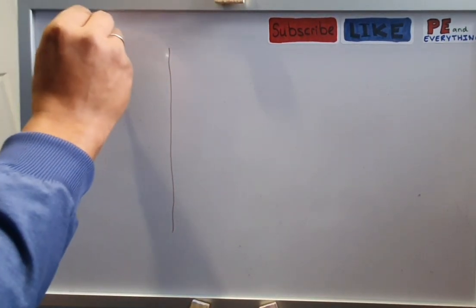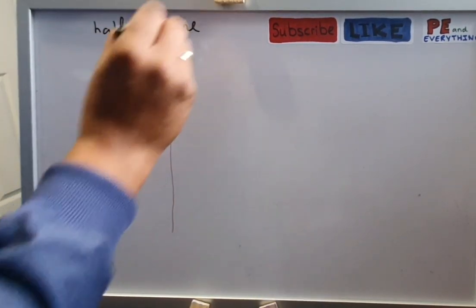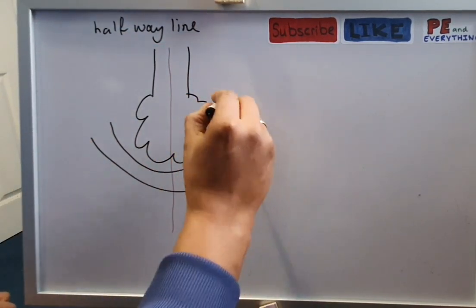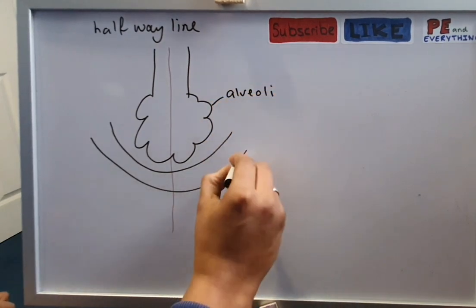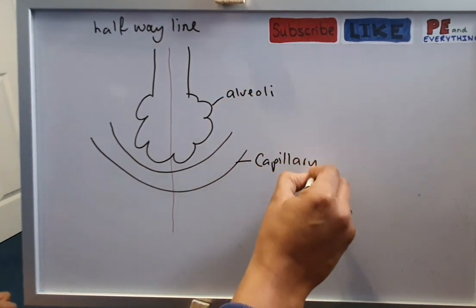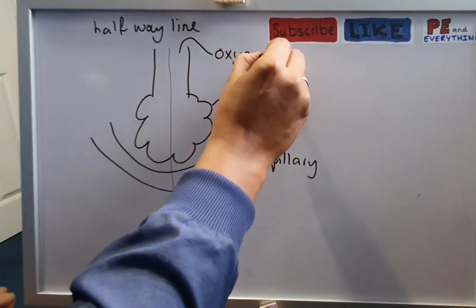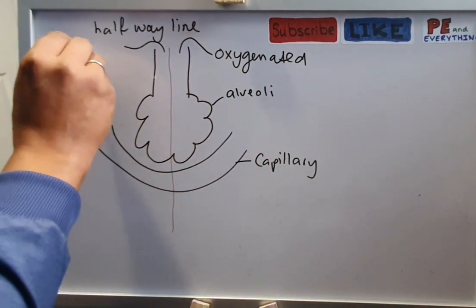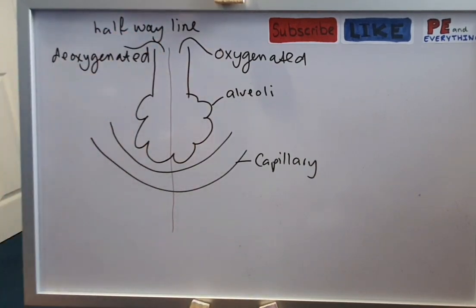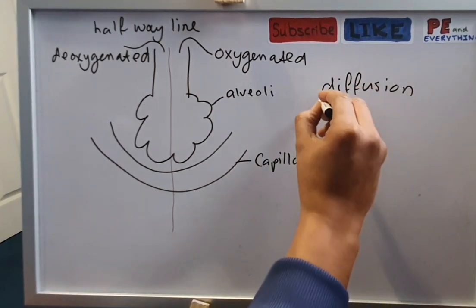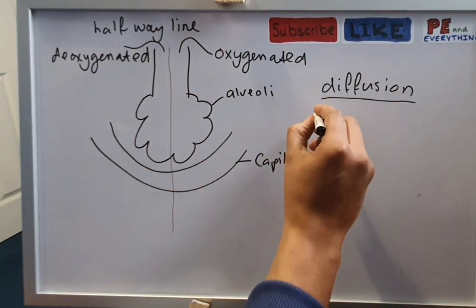Let's look at this further. So here I have drawn a halfway line separating the alveoli and the capillary. On one half we have, as you know, oxygenated and deoxygenated.